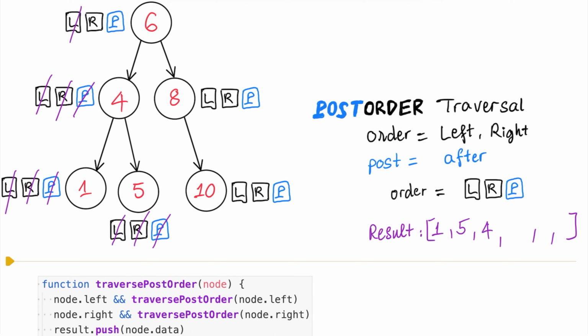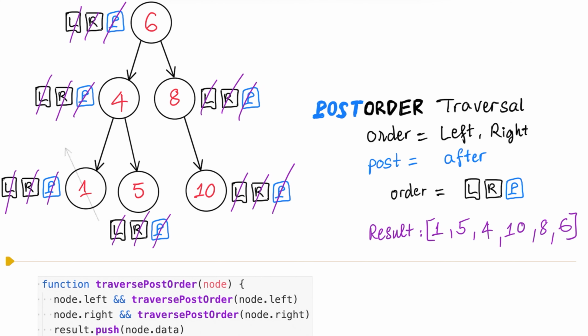Then we return to 6. We go right of 6, then we see 8. We go left of 8, we see nothing, we go right of 8. We see 10, we go left of 10, nothing, we go right of 10, nothing. Then we process 10, we put 10 into the result array, then we finish 10, then we return to 8, then we process 8, we put 8 into the result array, then we finish 8. Then we return to 6, then we process 6, we put 6 into the result array, and then we're done.